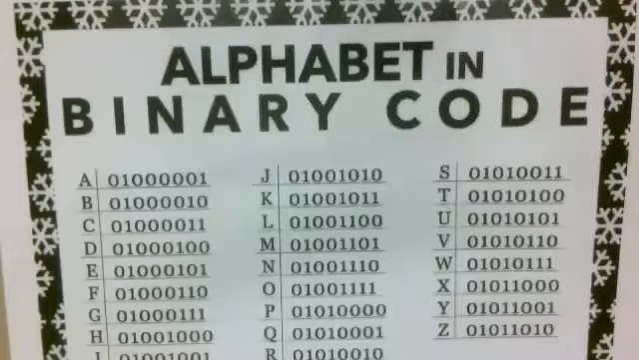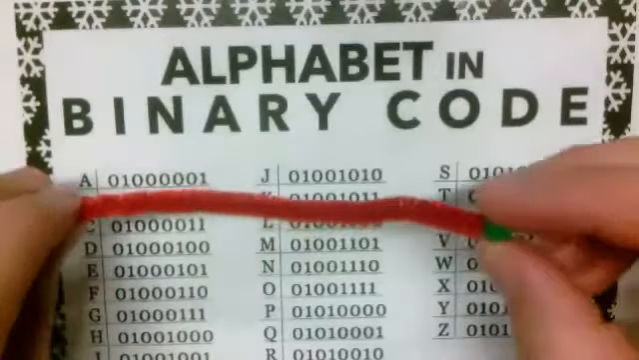We need to assign the 0 and the 1 a color. Let's say 0 is red and 1 is white. The green beads will be used to separate the letters in our code. So let's start with a green bead on our pipe cleaner.